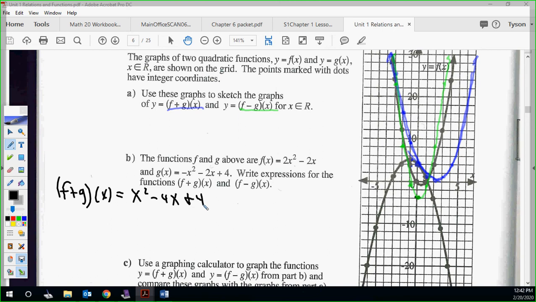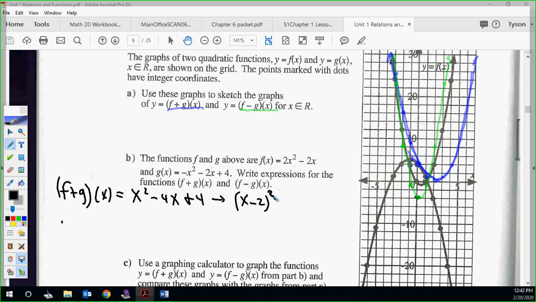Interesting fact here. What does this factor to? X minus 2 squared, right? That's why it bounced, remember? The parabolas that have a single 0, they bounce off of it. Okay, so just keep that in mind.